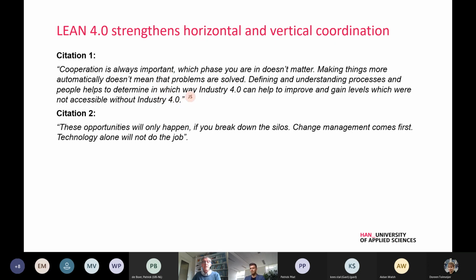Well, Industry 4.0 can help to improve and gain levels which were not accessible without Industry 4.0. So that's basically an answer also on the question of case. Industry 4.0 can help to gain even higher levels of coordination than without it, because we can have relevant information real time on every position where needed.